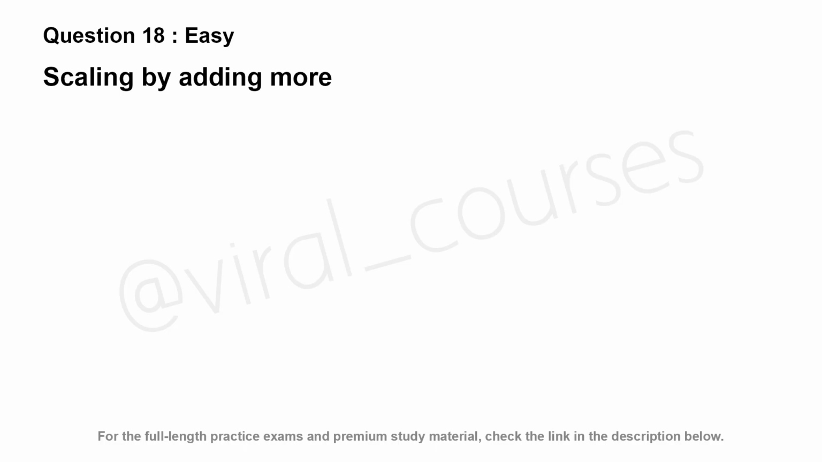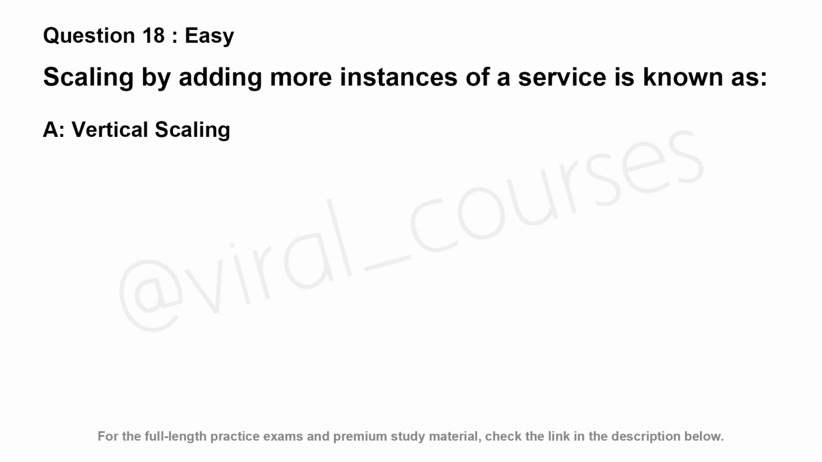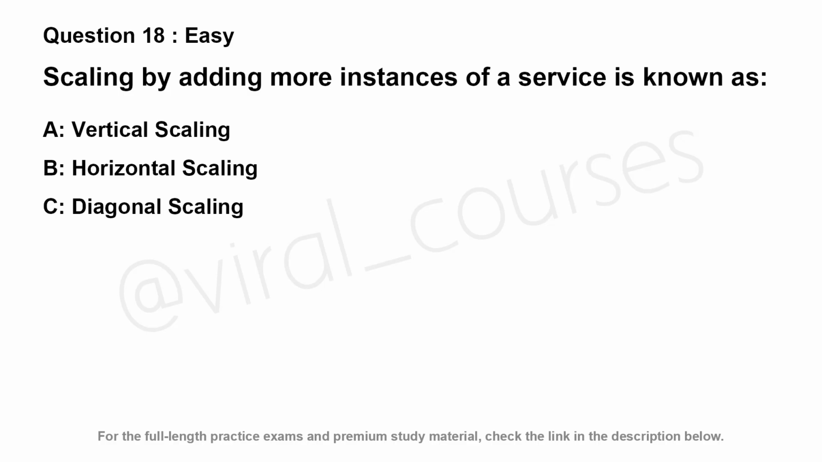Scaling by adding more instances of a service is known as Option A, vertical scaling. Option B, horizontal scaling. Option C, diagonal scaling. Option D, elastic scaling.